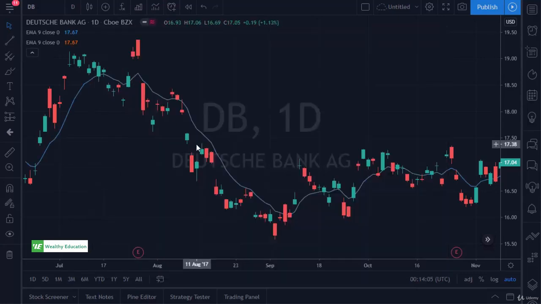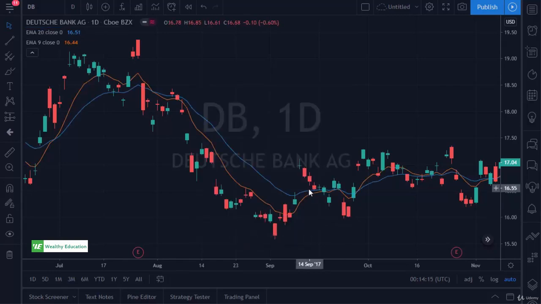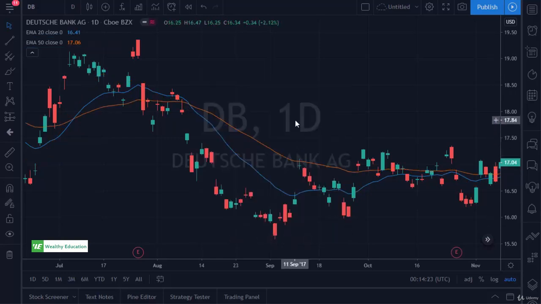So this is a daily chart. You can see that this is the 9. We broke through that pretty handily after the pattern. But right here, the 20 is offering support, and the 50, as you can see, is resistance.